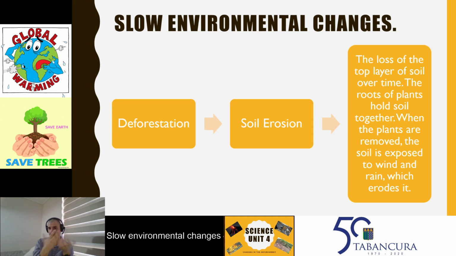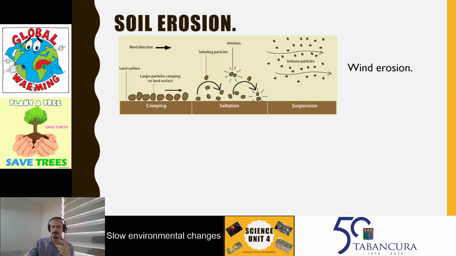Okay, so as it says here, when the plants are removed, the soil is exposed to wind and rain, which erodes it. Look at this soil erosion. The wind is going to erode the soil. The soil is exposed, the wind is blowing, and the small particles start to hit each other. They start becoming smaller and smaller and smaller. And in the end, the wind blows and takes the particles away. So it affects the quality of the soil.